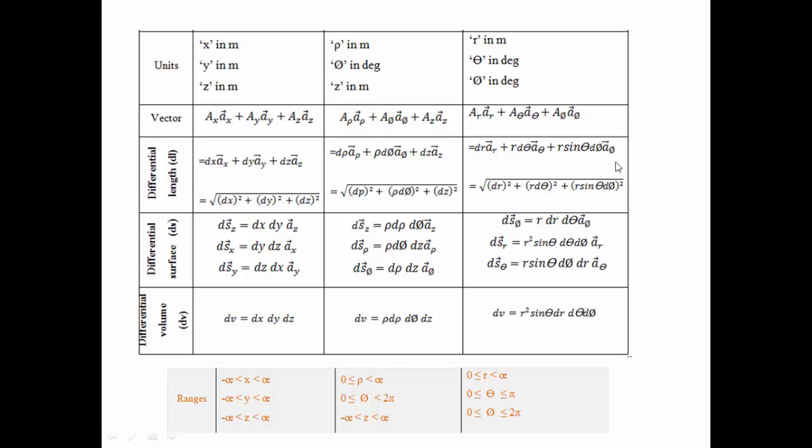So this is the final table for the coordinate systems: unit, vector, differential length, differential surface, differential volume and the ranges. So you mark it on the paper. The same thing can be practiced for solving the problem.